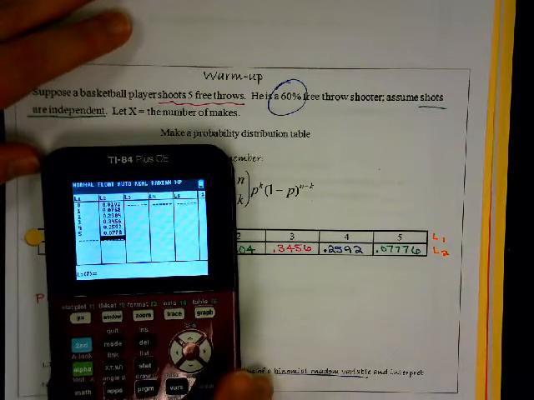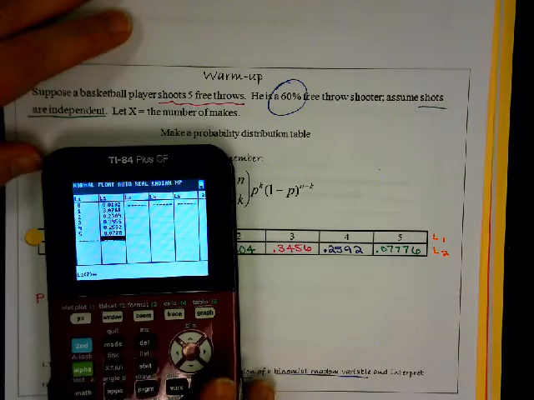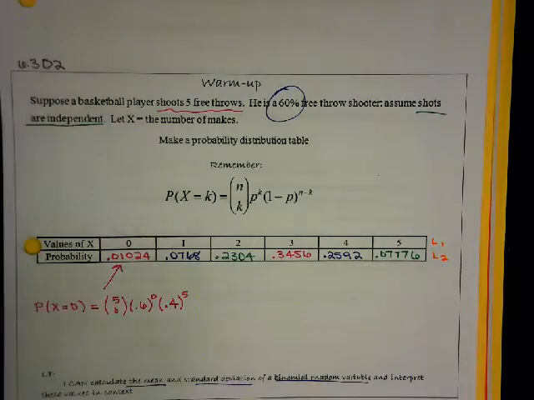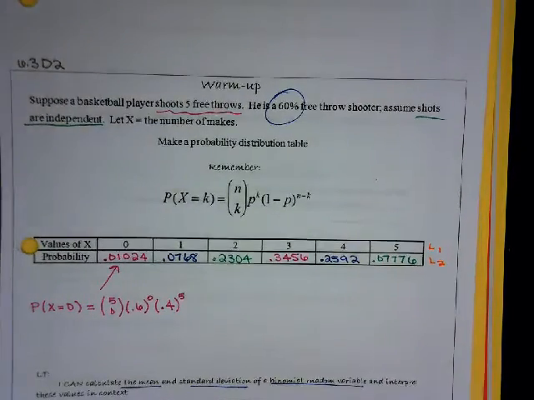Alright, so hopefully you guys have your lists in there. If not, we can pause the video. But now what we're going to do is use our calculator to make a probability histogram of the probability distribution, which is why I had you put in your lists, because we're going to make a histogram now.